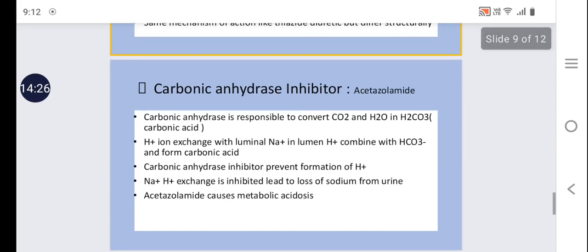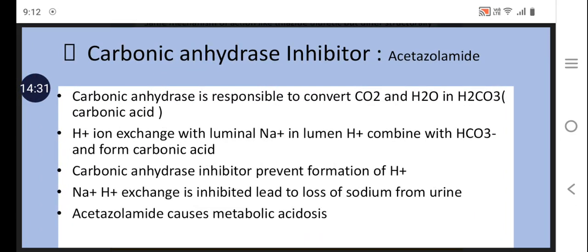Then the next class of drug is the carbonic anhydrase inhibitors. The prototype drug of this class is acetazolamide. Acetazolamide is used in mountain sickness. It is used in the treatment of glaucoma, as well as a diuretic.